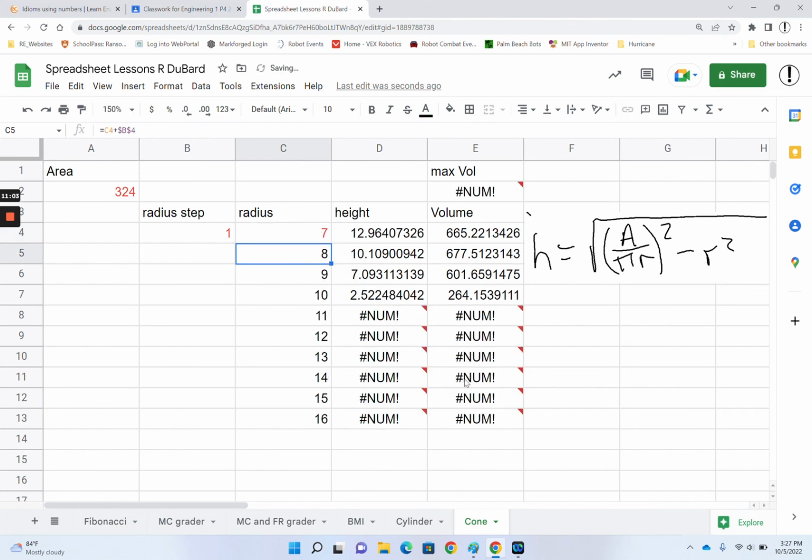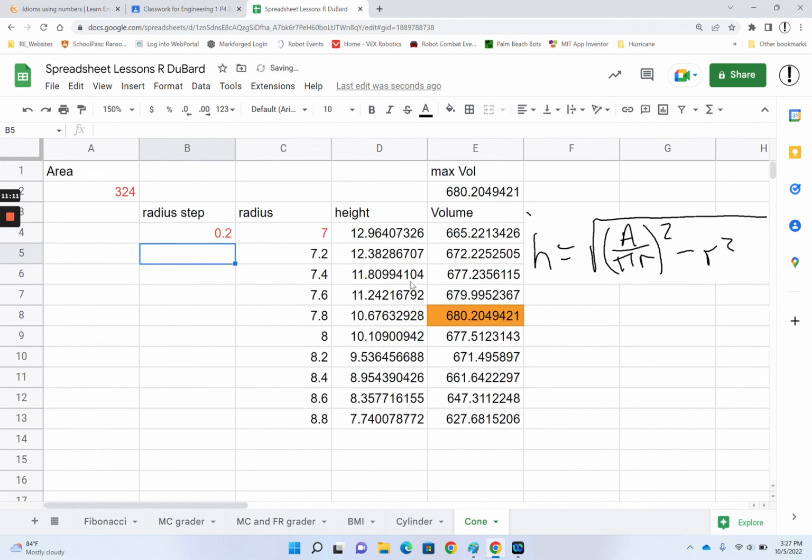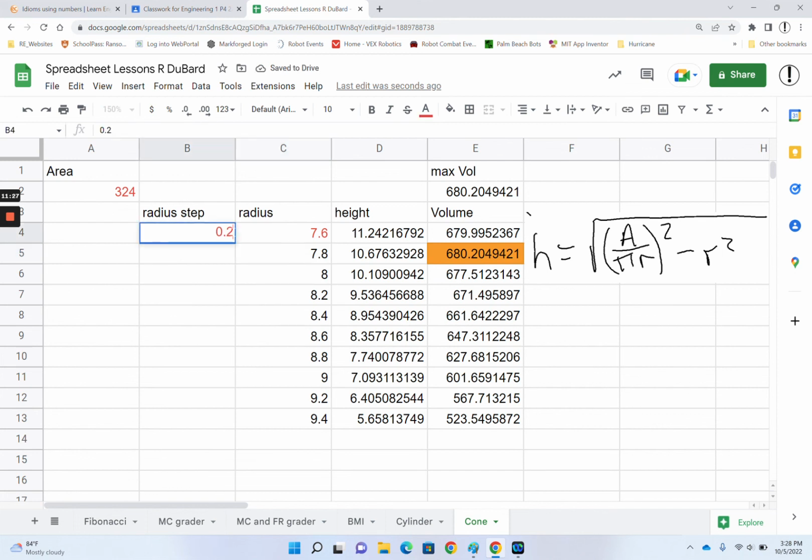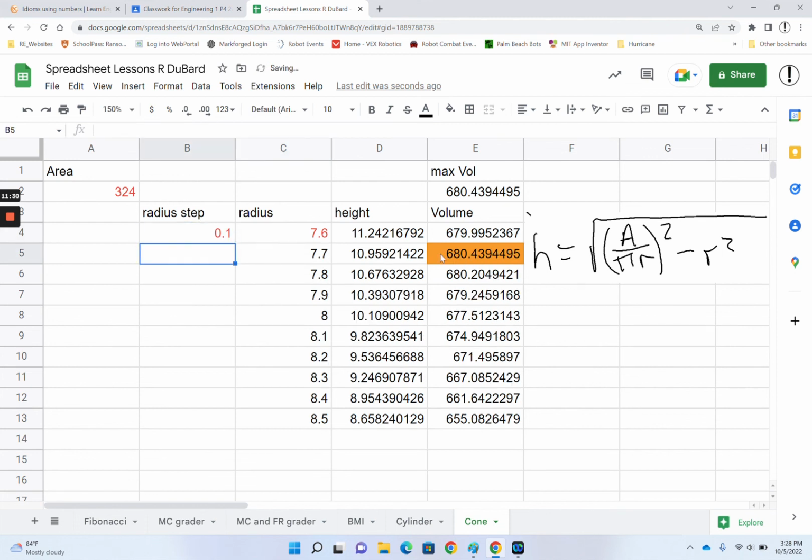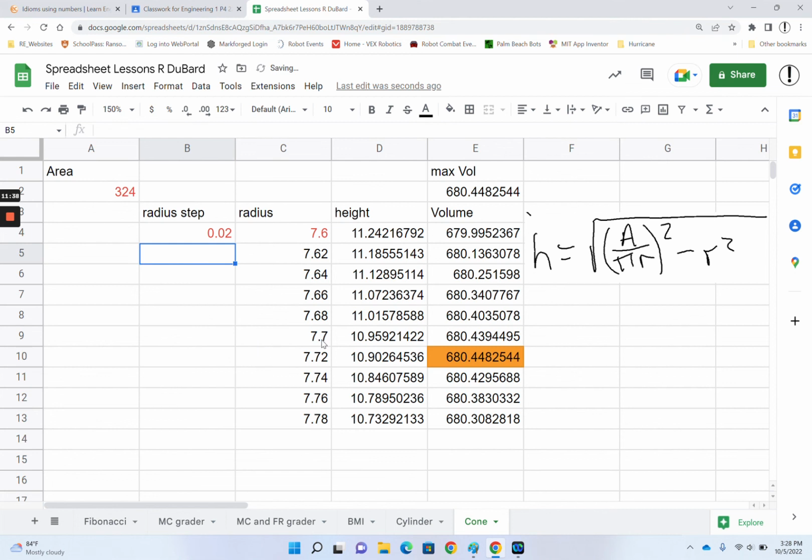This gives us errors down here because you've got negative numbers appearing underneath your radical. But that doesn't matter. We're going to change our step to be 0.2. And so we find that the maximum was actually a little less than a radius of 8. Now we're up to 680, which is cool. Let's change to 7.6 up here, and make our step be 0.1. And we're still getting 7.6 is a good place to start. Let's try going to 0.02. All right, now we get 7.7, so slightly higher than 7.7 is where our maximum is.